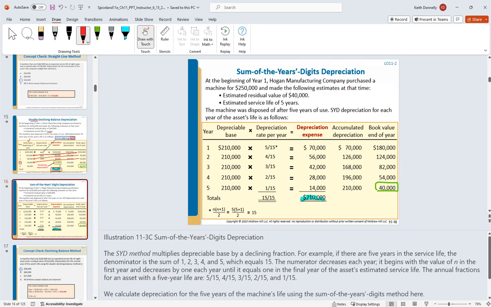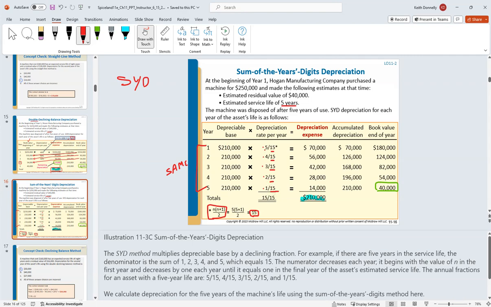Next is sum of the year's digits, SYD. As it says down here, the sum of the year's digits method multiplies the depreciable base, which is the same, we're looking at 210 all the way through, by a declining fraction. So 5, 4, 3, 2, 1. It's a 5-year asset, and we use this little equation: n times n plus 1 over 2. Here n, the number of years, is 5, we plug it in, and that's how we get the 15.